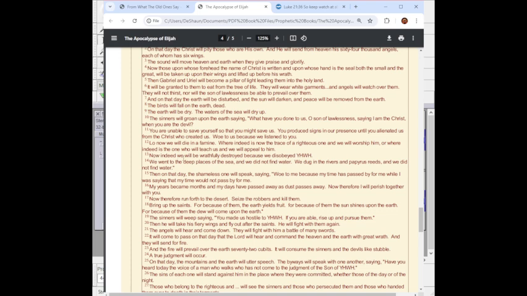Now indeed, we will be wrathfully destroyed because we disobeyed the Great Spirit. We went to the deep places of the sea, and we did not find water. We dug in the rivers and papyrus reeds, and we did not find water. Then on that day, the shameless one will speak, saying, quote, woe to me, because my time has passed by for me, while I was saying that my time would not pass by for me.